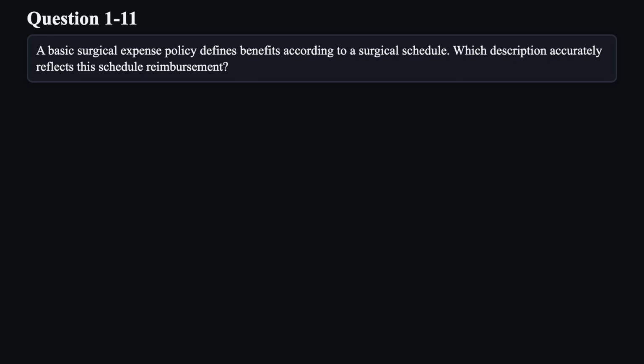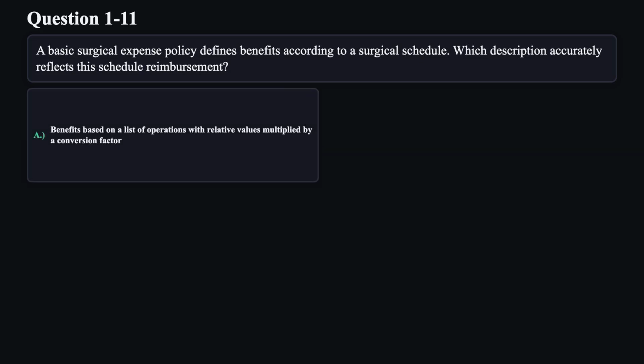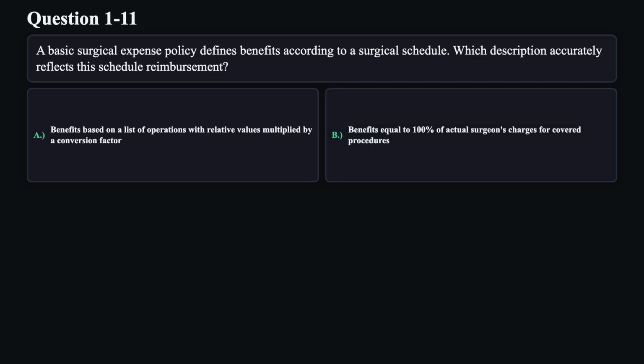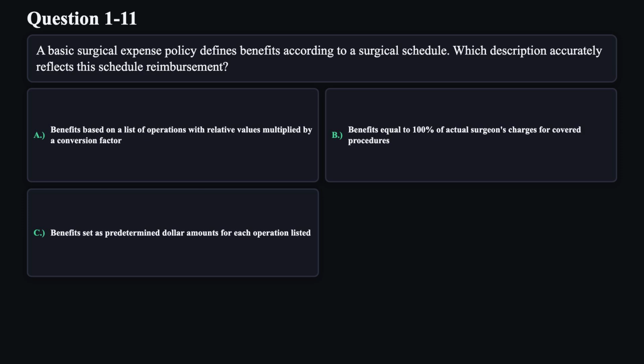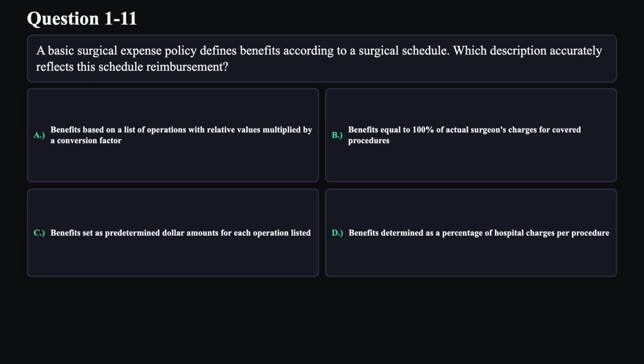Question 11. A basic surgical expense policy defines benefits according to a surgical schedule. Which description accurately reflects this schedule reimbursement? A. Benefits based on a list of operations with relative values multiplied by a conversion factor. B. Benefits equal to 100% of actual surgeon's charges for covered procedures. C. Benefits set as predetermined dollar amounts for each operation listed. D. Benefits determined as a percentage of hospital charges per procedure.